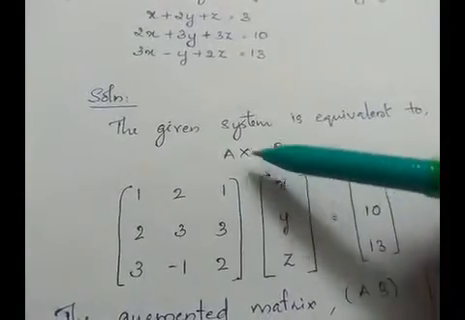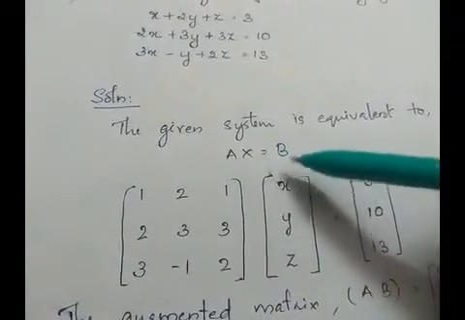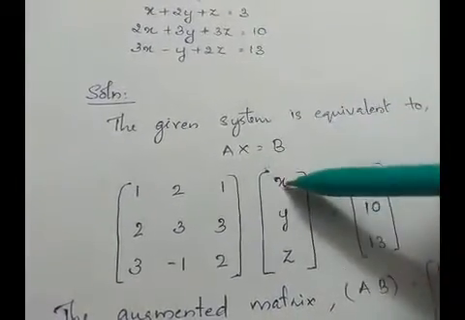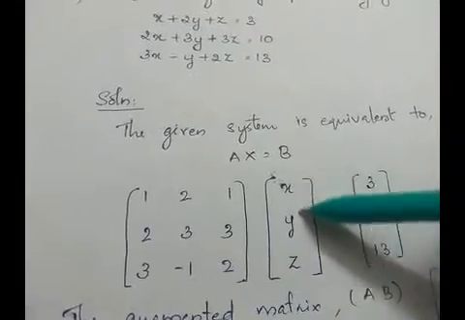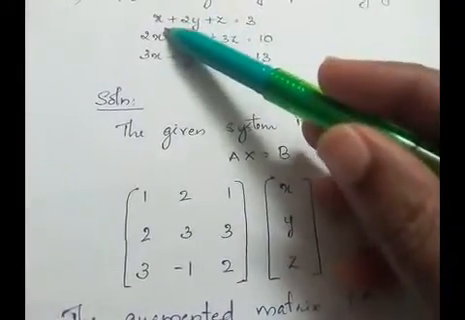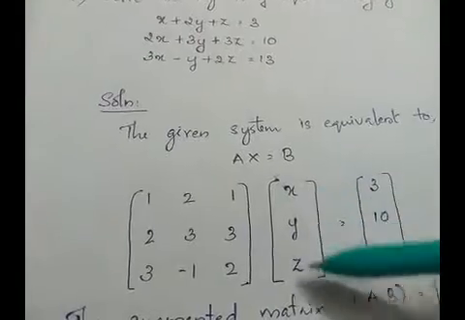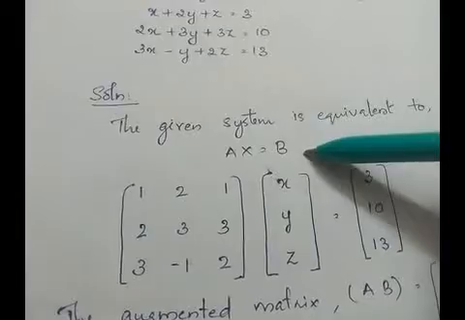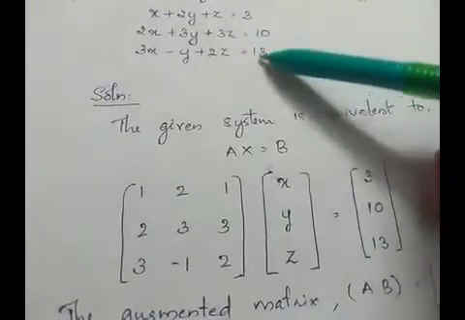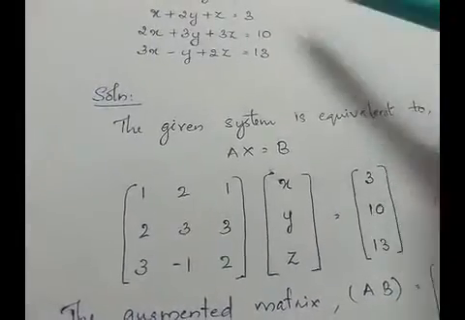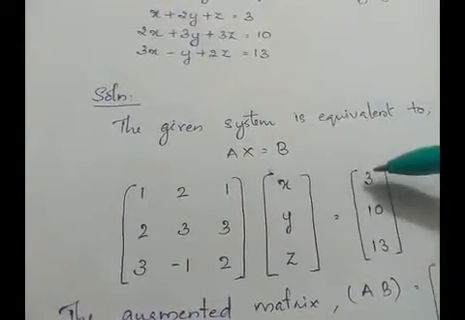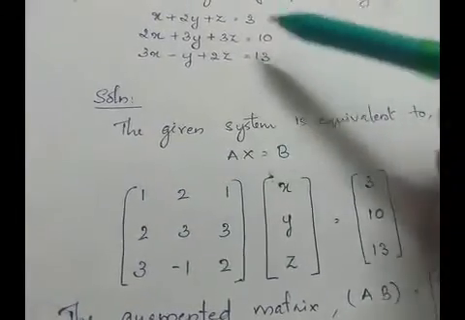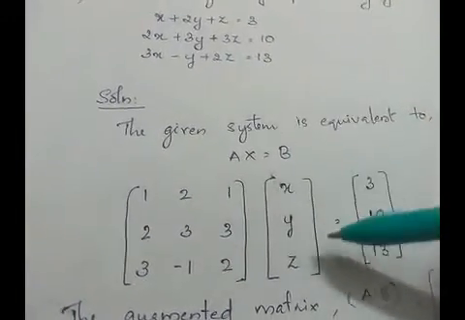Now the second matrix is X, which represents the unknowns in the system of equations. It is a column vector, so it contains a single column with all the unknowns in order. So the first unknown is x, then y and z. Now the third one is B. B represents a constant matrix, that is, the constants in the equations. That is also a column vector, so just write the constants in a single column: 3, 10, 13.